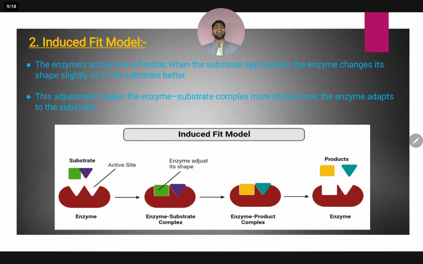The second, more dynamic model is the induced fit model. Here, the enzyme's active site is considered flexible. When the substrate approaches, the enzyme changes its shape slightly to fit the substrate better. This adjustment makes the enzyme-substrate complex more stable. In this scenario, the enzyme adapts to the substrate.